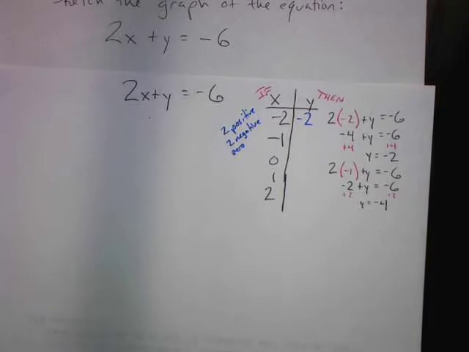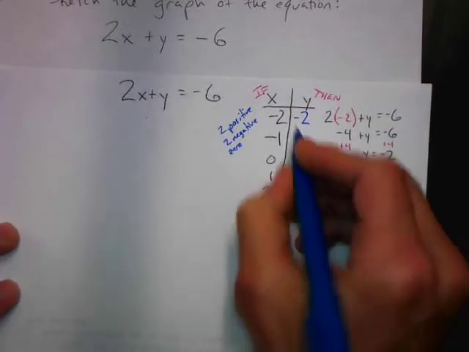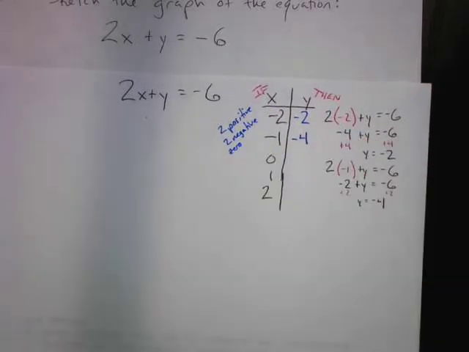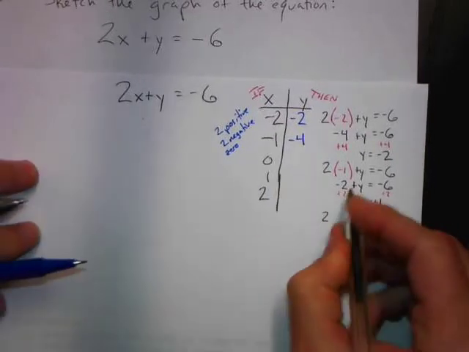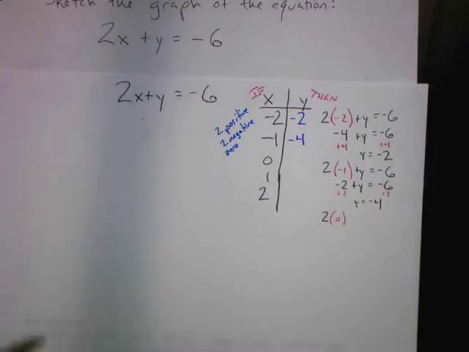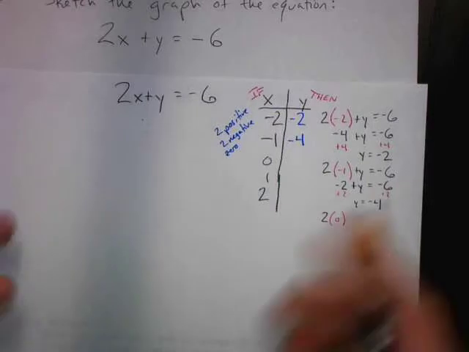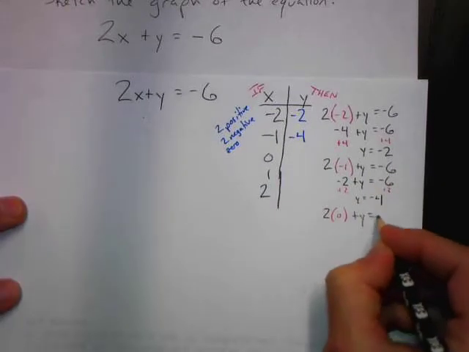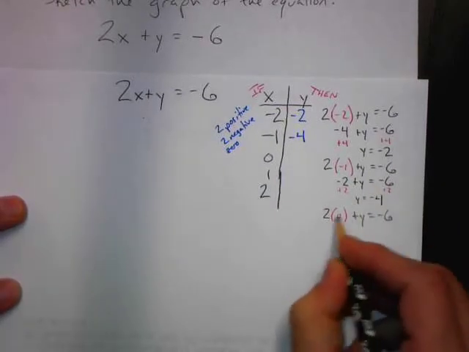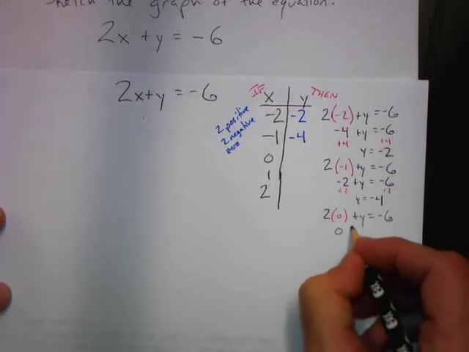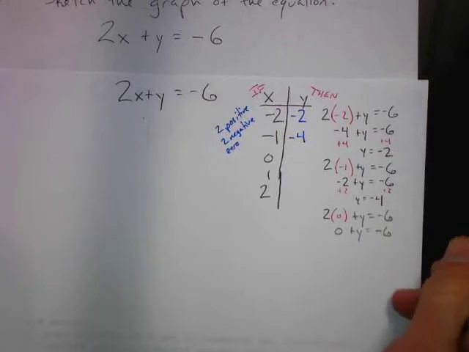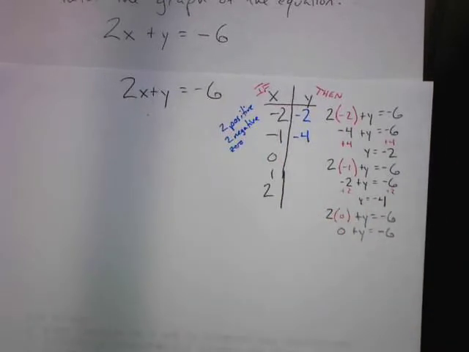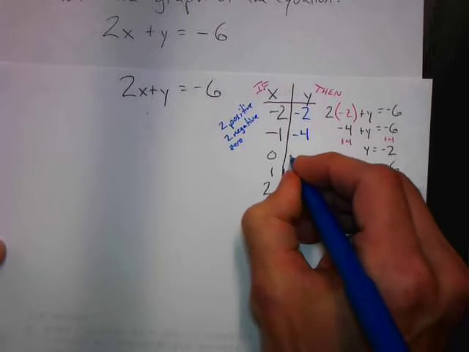So if x is negative 1, then y is negative 4. We're going to do the same thing for 0. So we have 2x plus y equals negative 6. 2 times 0 is 0. And 0 plus y equals negative 6, so y is negative 6. So if x was 0, y would be negative 6.